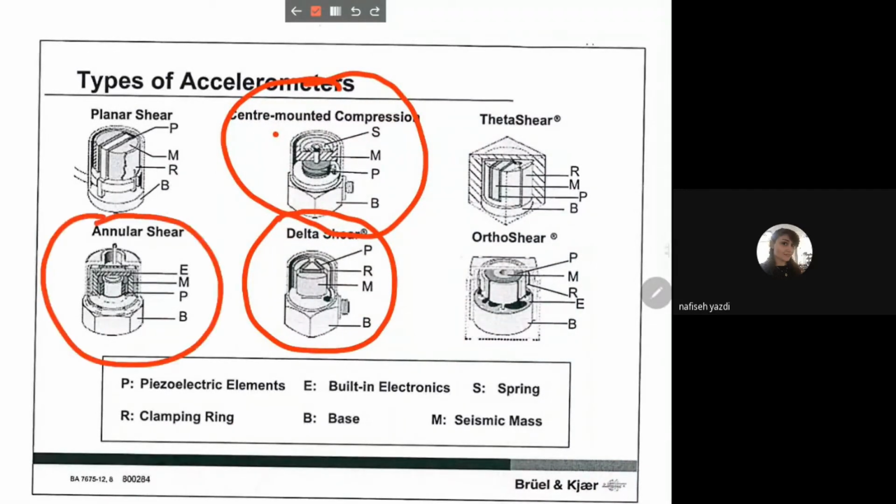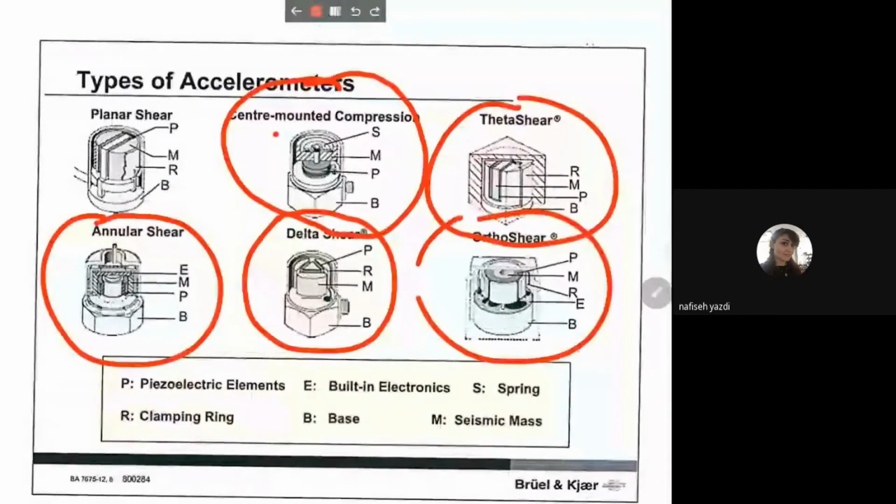As you can see, we also have the possibility to include some electronics, the ICP configuration, so that, remember, the ICP accelerometer has the property that the output is already a differential potential, without requiring the measuring chain to have, let's say, a charge amplifier in order to transduce the charge. Annular shear, theta shear here, and outer shear are the other possibilities that we have.